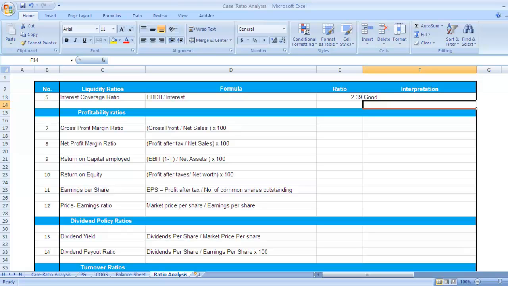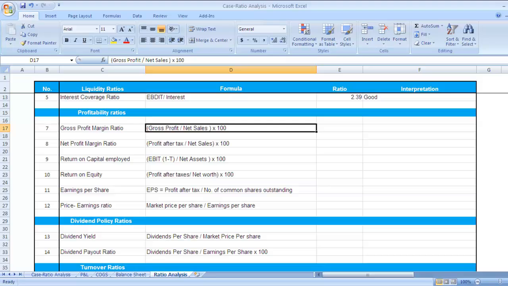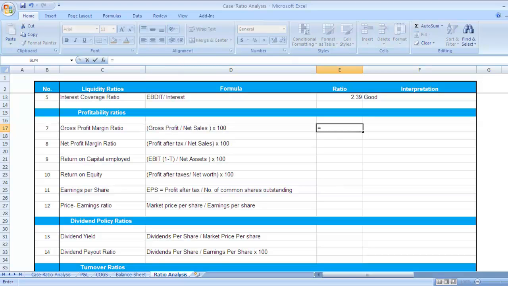Also, we can calculate net profit margin, which is the same way, that is profit after tax divided by net sales, multiplied by 100 again. First we will start with gross profit margin. The first profitability ratio in relation to sales is the gross profit margin, or simply gross margin ratio. It is calculated by dividing the gross profit by sales. Gross profit margin is nothing but sales minus cost of goods sold divided by sales. Let's calculate gross profit margin ratio for this company.